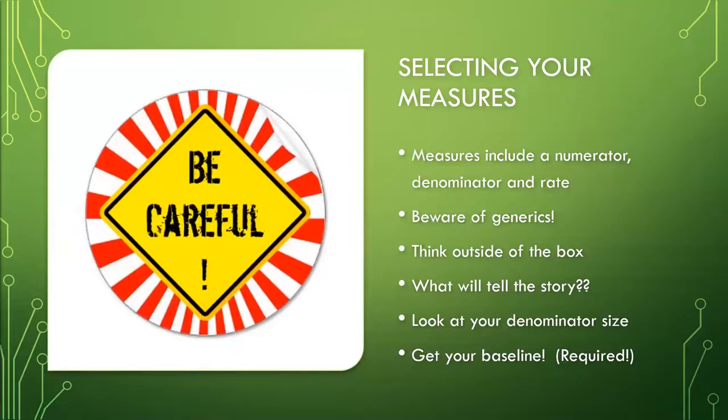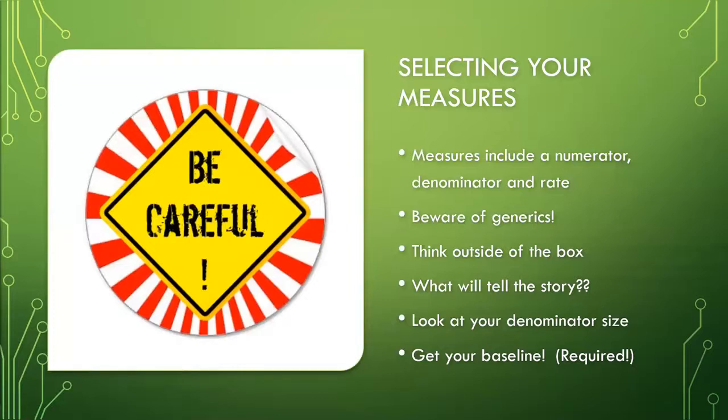I also encourage folks to look at your denominator size. So this is the group of folks that are included within this study. So if the denominator size is small, it can cause big fluctuations in your percentages. And so just take it with a grain of salt if your denominator size is small. It doesn't mean you have to dismiss that measure necessarily. You just have to keep that in mind as you look at the percentages. So never look at percentages alone. Always look at the numerator and denominator that's associated with that percentage, because that will tell you a lot of information in itself.